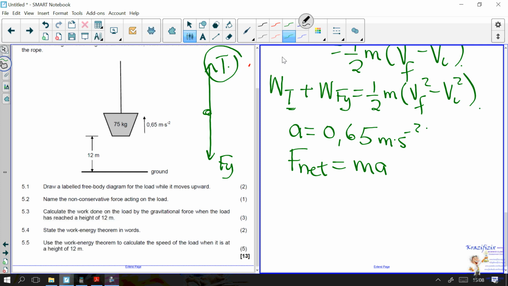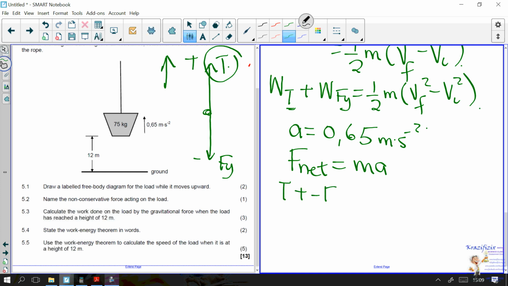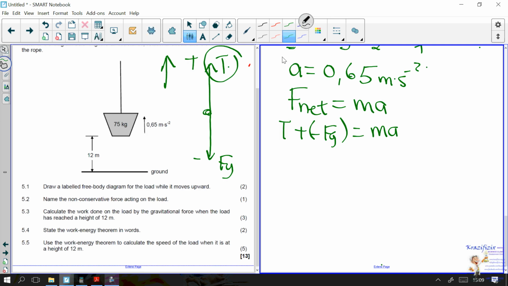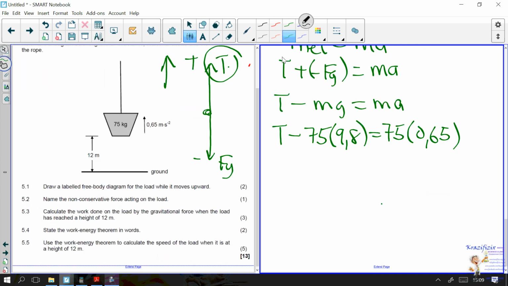F net equals to ma. Remember what we do in Newton's second law. Object is moving up, plus and minus. So can I say T plus negative Fg equals to what? Ma. Okay. T minus mg equals to ma. T minus 75 times 9,8 equals to, what is the mass? 75. Acceleration 0,65. I hope you see where I'm going.